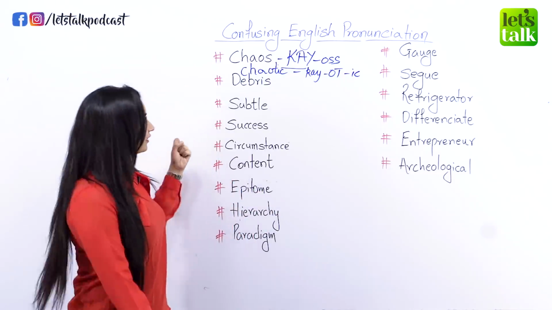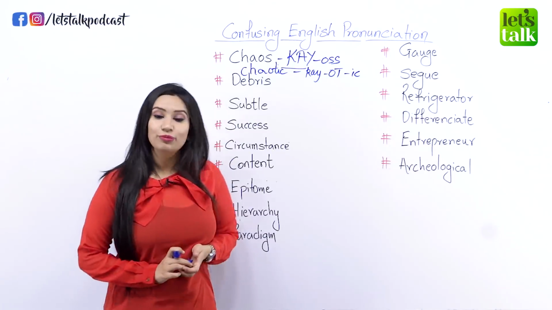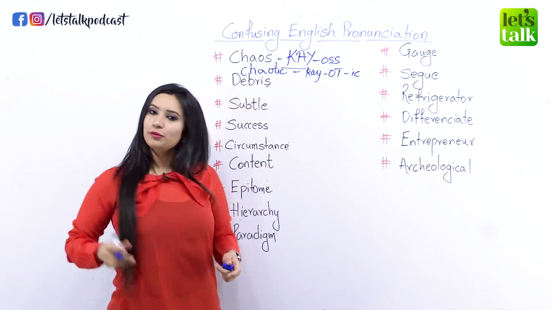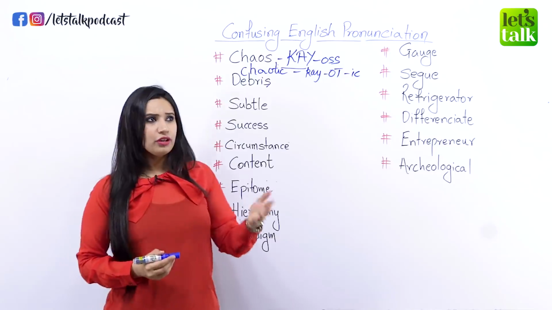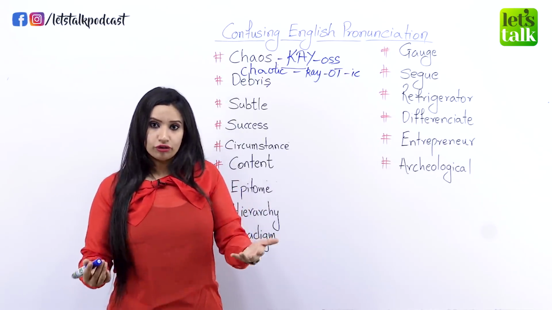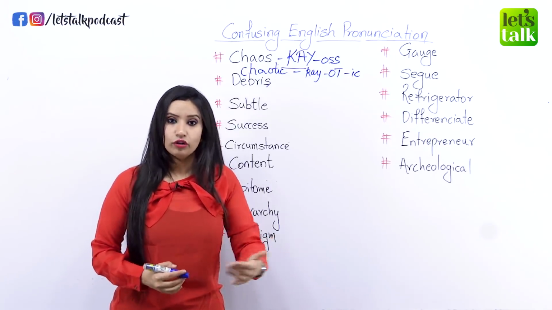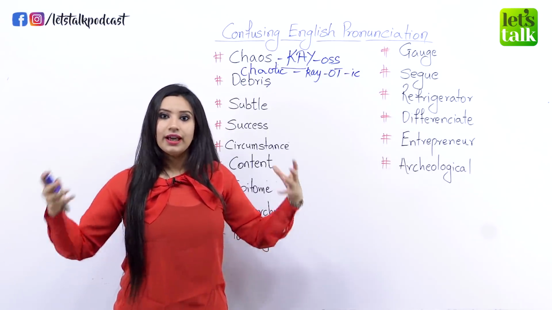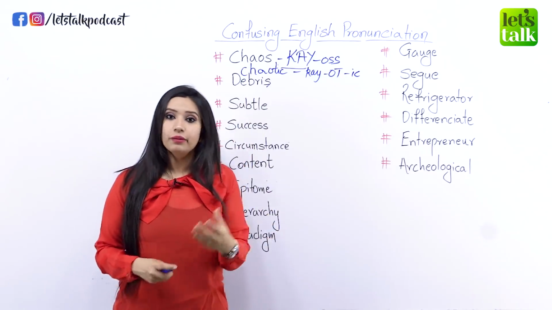Okay, now let's look at the next one. The next word is debris. Yes, you heard me right. Here, S is silent. But before we go on to the pronunciation, let's find out what this word means. So debris is basically the remains after a construction or after an earthquake or after a disaster. So for example, if there is an earthquake in a city, what you will find is a lot of broken material. That broken material, which is of no use, is called debris, the remaining material.